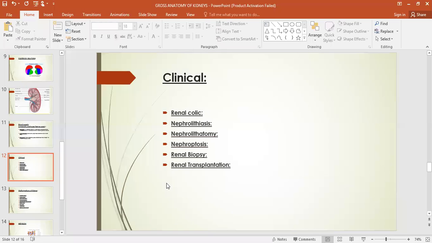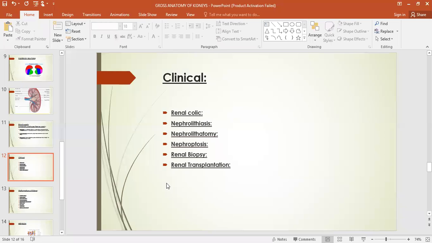Then we come to renal colic. What is renal colic? The pain of the kidney is called renal colic. Pain due to the kidney is called renal colic. Then nephrolithiasis. Nephro means kidney, lithiasis means stone. The stone of the kidney is also called nephrolithiasis.